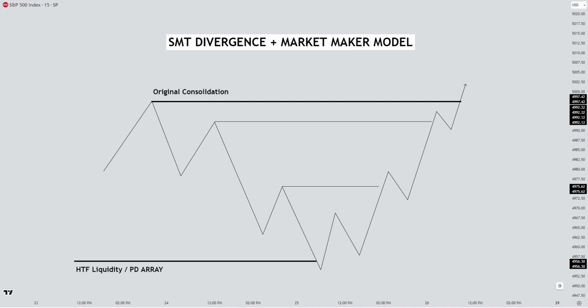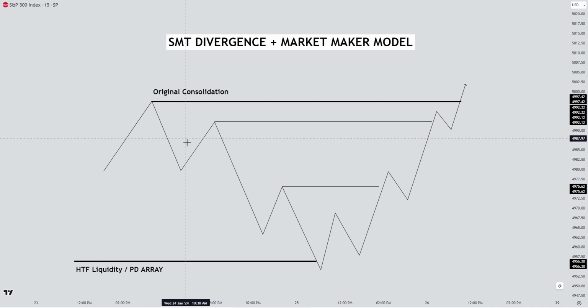I'm going to show you guys in depth how to use SMT divergence and the ICT market maker buy model. We first need to understand what the market maker buy model is. I'll dive deep into SMT next with a real chart example and then also a real trade example. In the market maker buy model, there's a few different components to it.